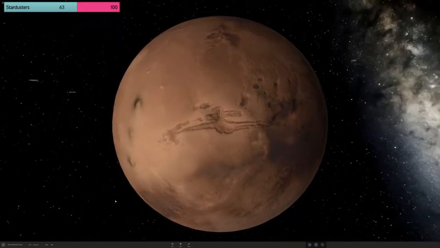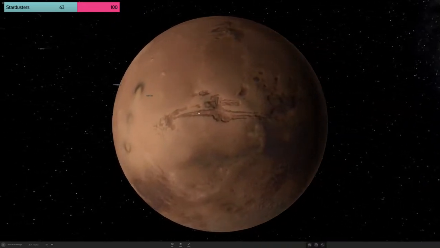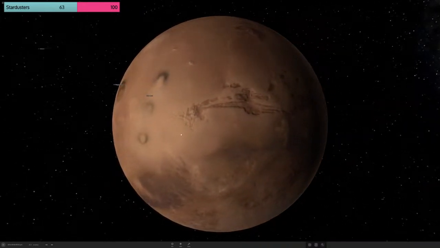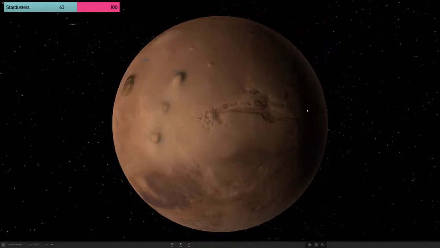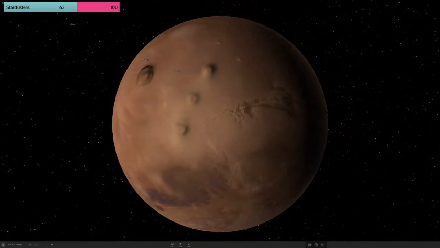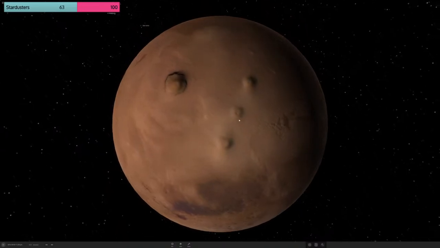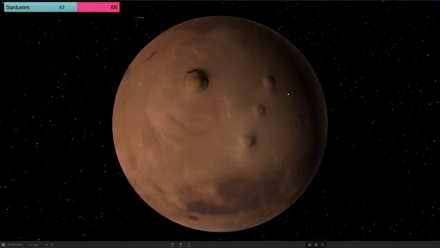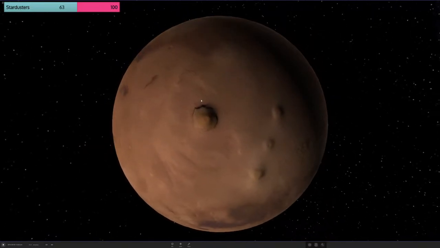With Mars, you have a huge crack in the surface. This is Valles Marineris. It's about 9 kilometers deep. It would stretch across the entire United States. Then you've got, let's pause it here real fast. You got the Tharsis Montes, these three shield volcanoes, and then Olympus Mons.